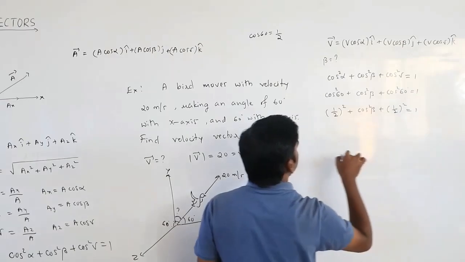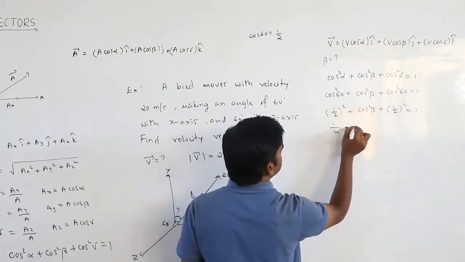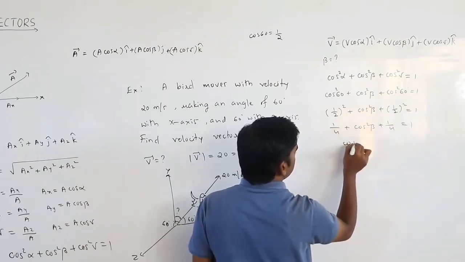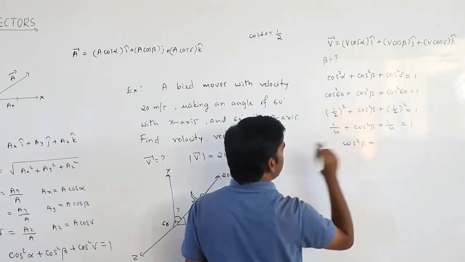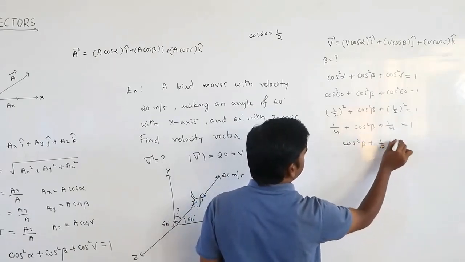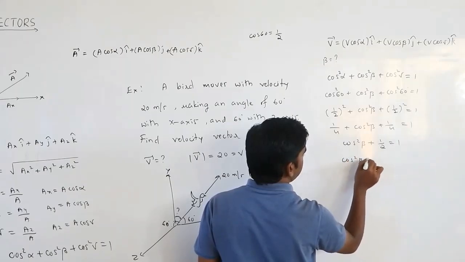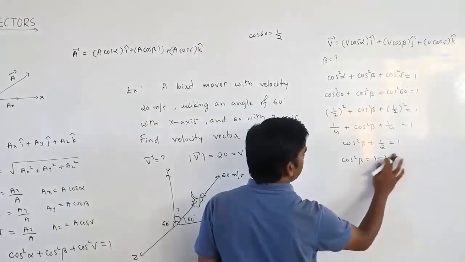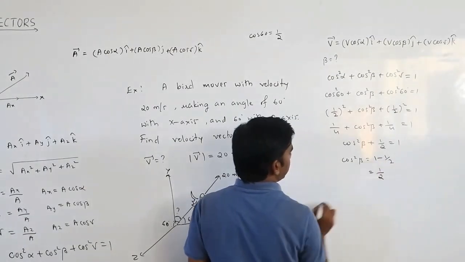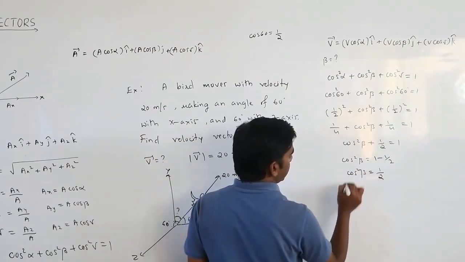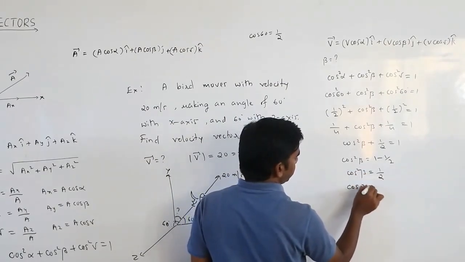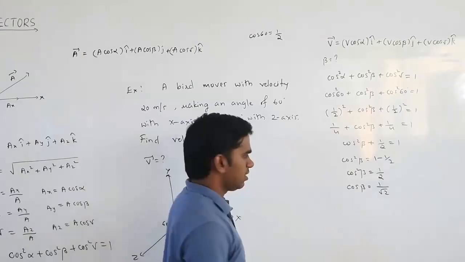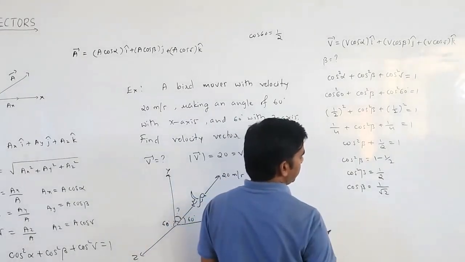Okay, so this is 1 by 4 plus cos square beta plus 1 by 4 equals 1. So cos square beta plus 1 by 4 plus 1 by 4, so 2 by 4, that means 1 by 2, equals 1. So take this on that side, so this will be 1 minus 1 by 2. So 1 minus 1 by 2 will be 1 by 2 again. So cos square beta is 1 by 2. So what is cos beta? Cos beta is 1 by root 2. You have to take the root of that one. Okay, so you got the cos beta value also.